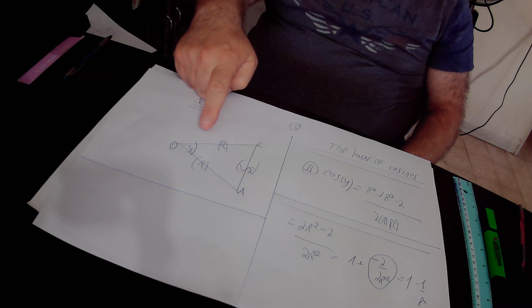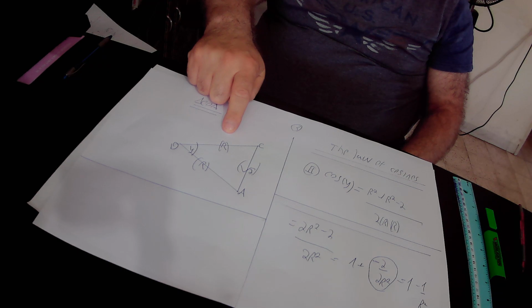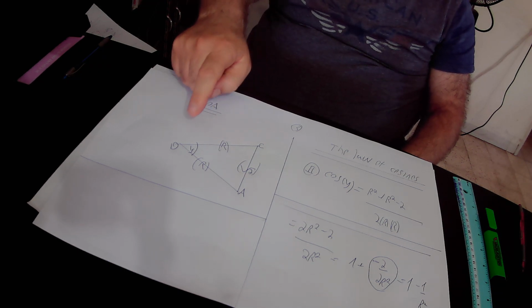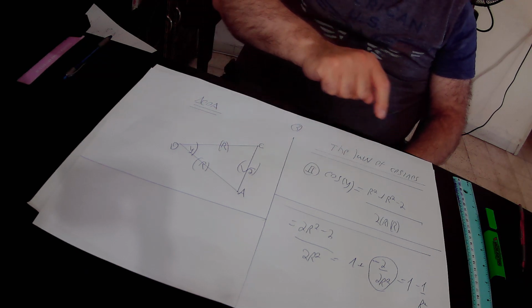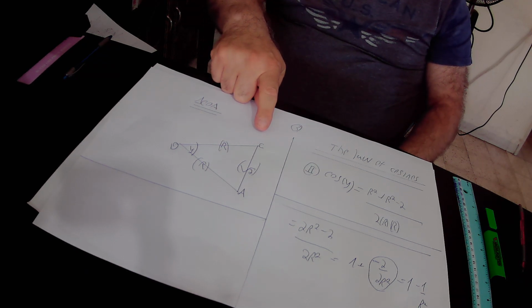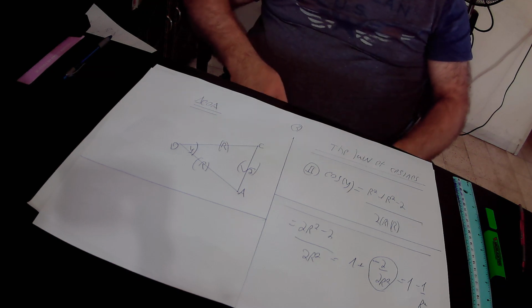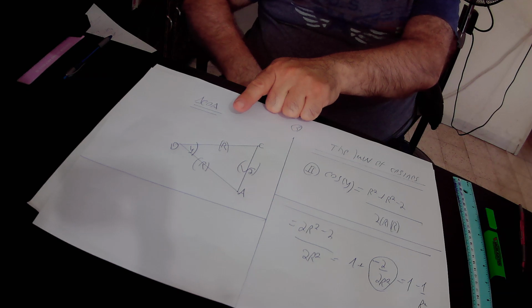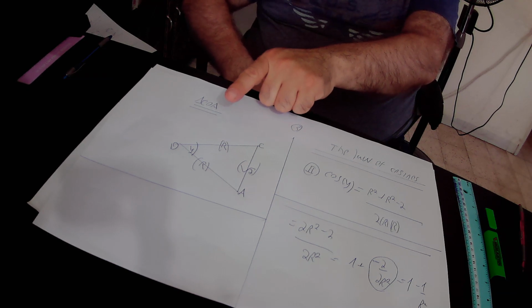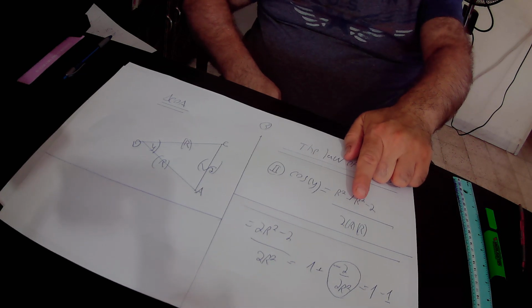So according to the law of cosines, in this triangle AOC, cosine Y will be equal to CO squared. CO is R, therefore CO squared is R squared, plus OA squared. OA is R, therefore OA squared is R squared, minus CA squared. CA is square root of 2, therefore CA squared is square root of 2 squared, that is 2. Divided by 2 times OC, that is R, times OA, that is R. So in total, in the denominator we have 2 times R times R.